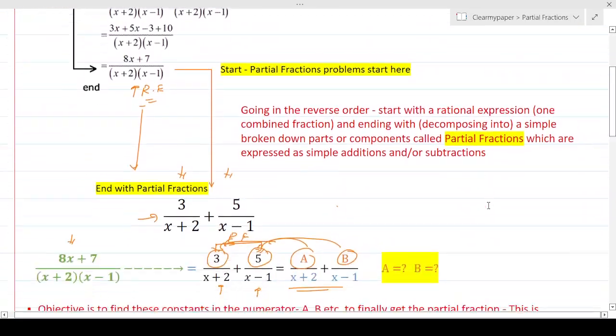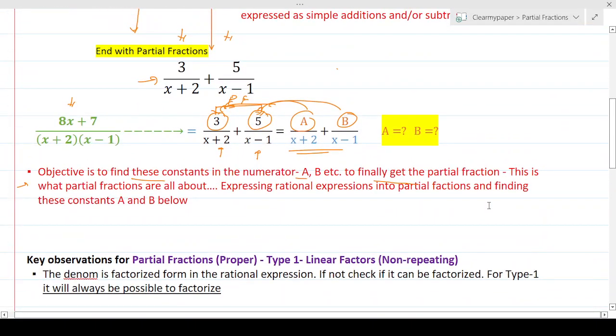Okay, so that was a quick recap. Now let's see, when we solve this, I'm going to just erase this.